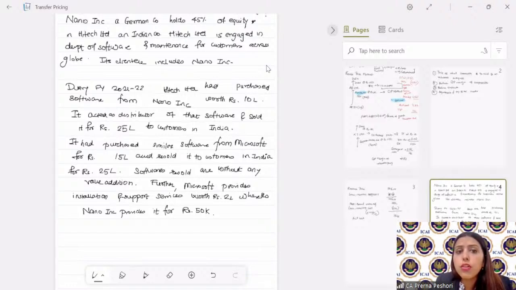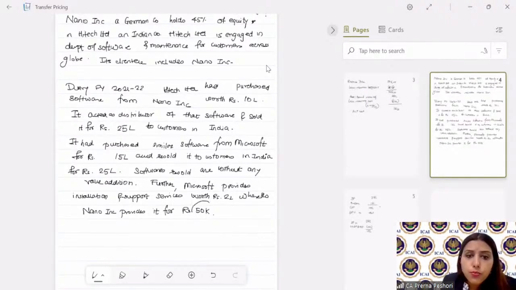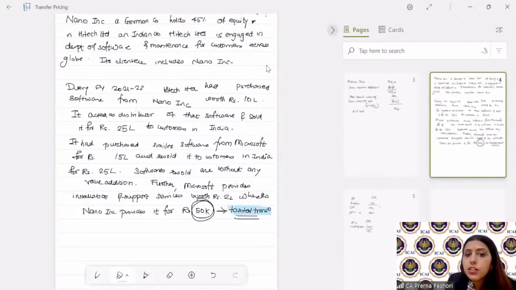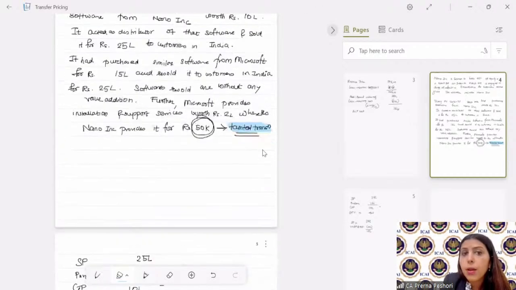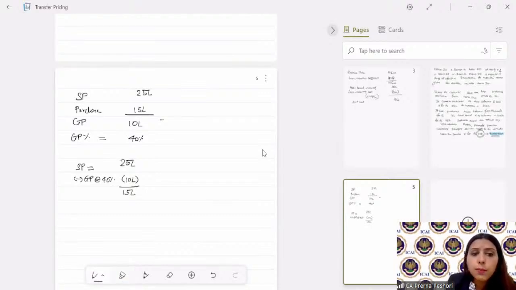Here we cannot directly reduce 50,000, because this 50,000 is again a tainted transaction, as it is with the related party only. So from 15 lakhs, I directly cannot reduce 50,000, nor can I say it is 2 lakhs. But what I need to do is, 15 lakhs will be my arm's length price, right?